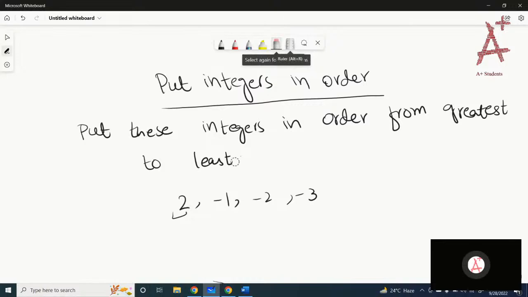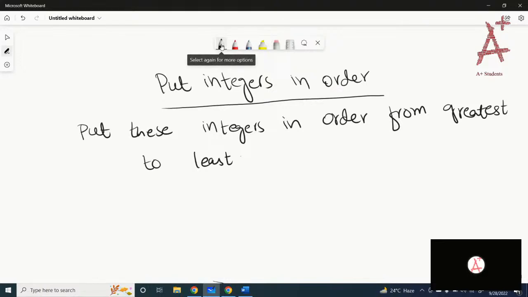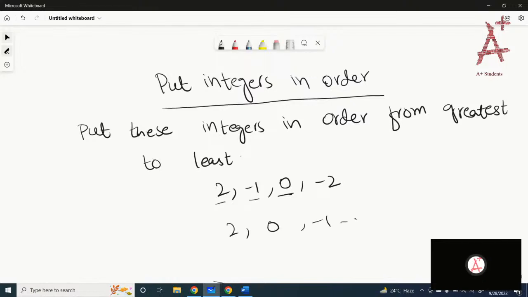Okay, the next one is put these integers from greatest to least. The numbers are 2, -1, 2, -1, 0, and -2. So you have to write the greatest one. First arrange the positive numbers 2 and 0, and then you can arrange the -1, so -1 and -2. Got it? So select the correct option and click on the OK button.